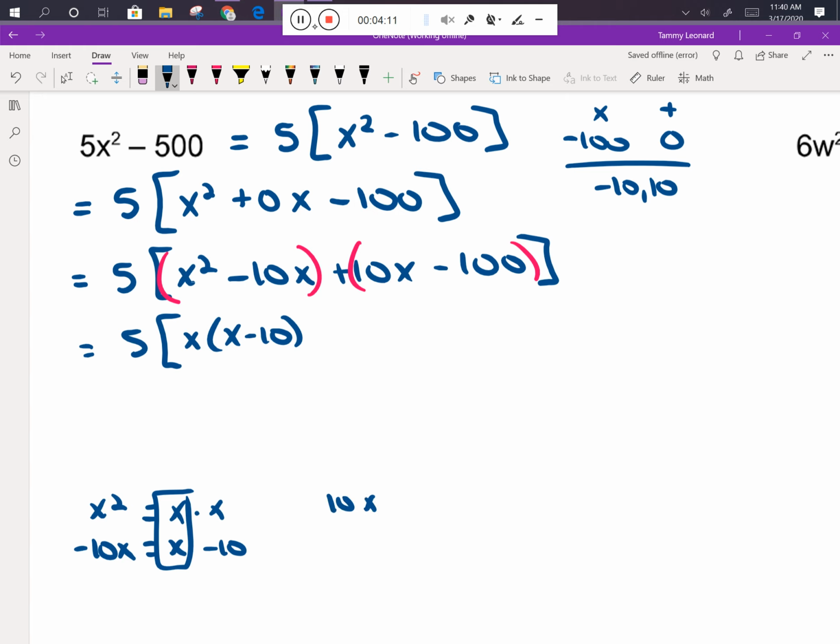Then I have a 10x and a negative 100. Those both contain a 10 and need an x and a negative 10 to complete them.